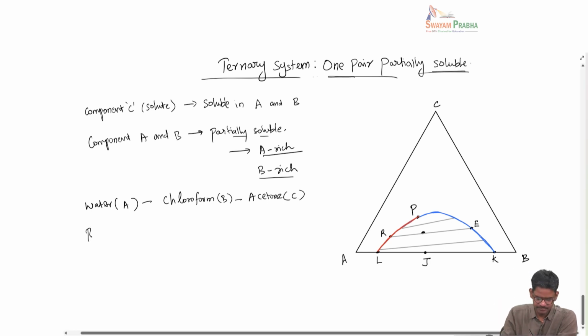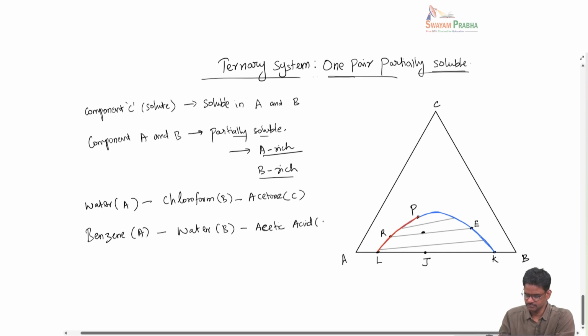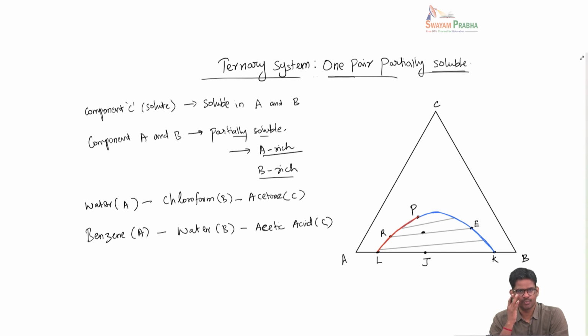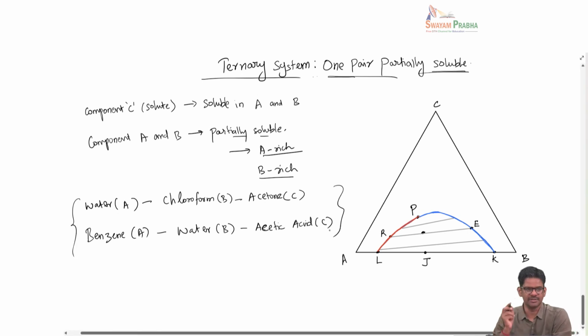Another example, benzene, water and acetic acid. So in this ternary mixture, acetic acid is a solute which is soluble in benzene as well as water at all proportions. However, benzene and water, they are immiscible, but they have a very small amount of mutual solubility. So you can think of these as experimental systems that show this 1 pair partially soluble.